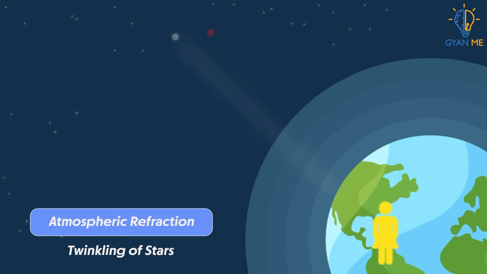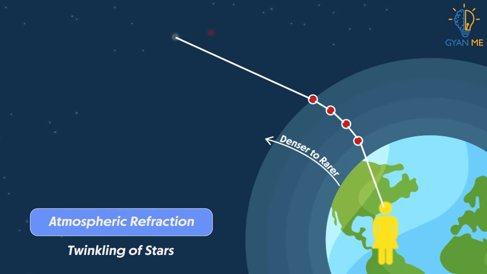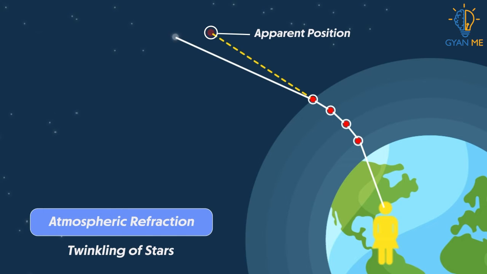Let's understand. As the ray of light travels through the denser mediums of air from the rarer mediums of the atmosphere, it bends towards the normal just like sunlight did. Therefore, the apparent position of the star is not steady, but slightly changes every time we look at the star.